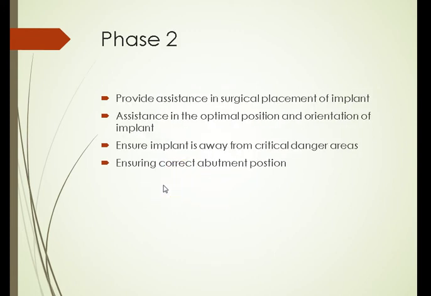Phase 2 is the intraoperative part. It provides assistance in the surgical placement of the implant, which is very important. It also helps in the optimal position and orientation of your implant. You can take an intraoperative PA or even a CT if you feel like you're very close to the nerve or adjacent to the next tooth. And like I talked about, it's also relevant to the danger areas. You also want to make sure that when you're putting your healing abutment on, it's nicely placed, flush with the implant, and without any movement.